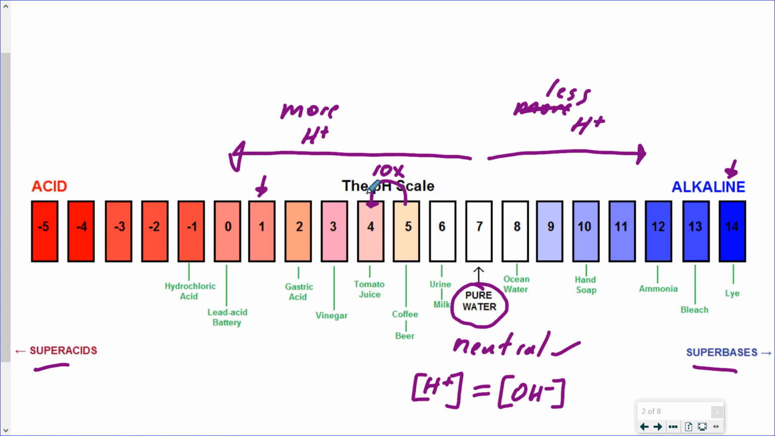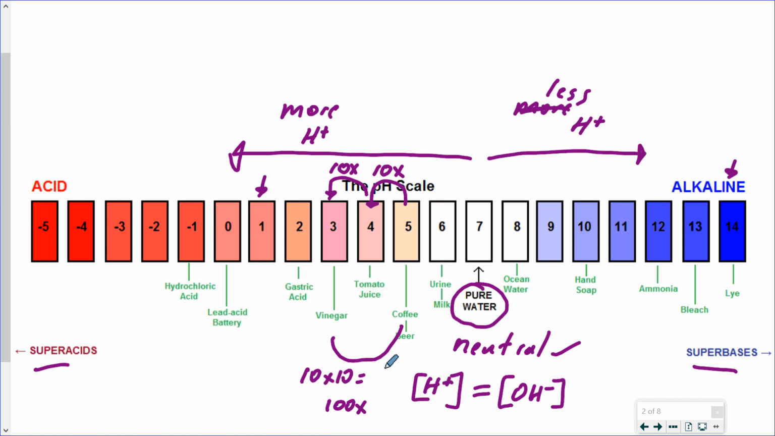If we go from these juices to vinegar, vinegar is acetic acid. It's 10 times more acidic than tomato juice. So how many times more acidic is vinegar than coffee? Well, we go from 5 to 3. So that's actually 10 times 10, or 100 times more acidic.